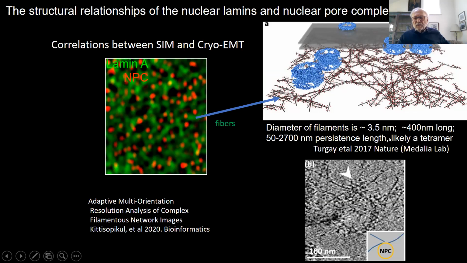This is a very short persistence length, which says that it's probably a very flexible polymer, and we know that this flexibility is important in understanding the mechanical properties of the nucleus, which has become a central topic in cell biology. Just at the bottom here, you can see some individual lamin filaments interacting with the nuclear pore complex in a cryo-EM tomogram, cryo-EM section prepared by the Medalia lab.